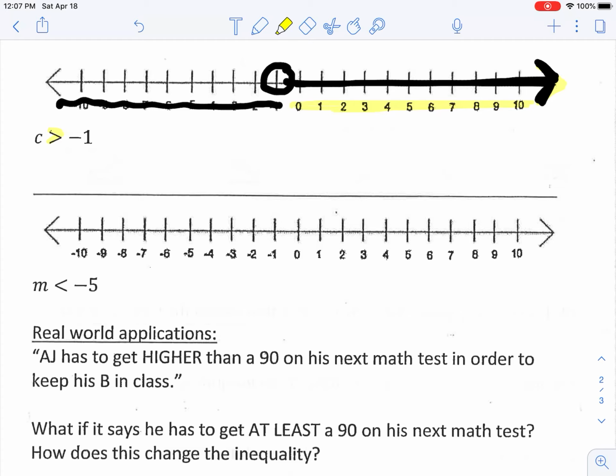So we're going to leave that circle open. All right, let's move down to the next one. m < -5. Step 1, put a circle at the number that you see in the inequality. Put a circle at -5. Decide which direction you're going to darken your line.